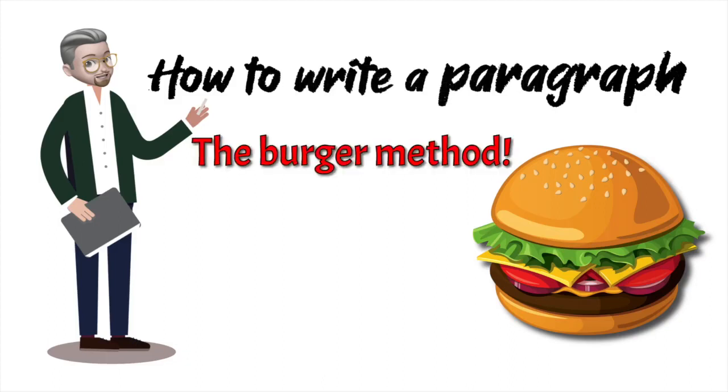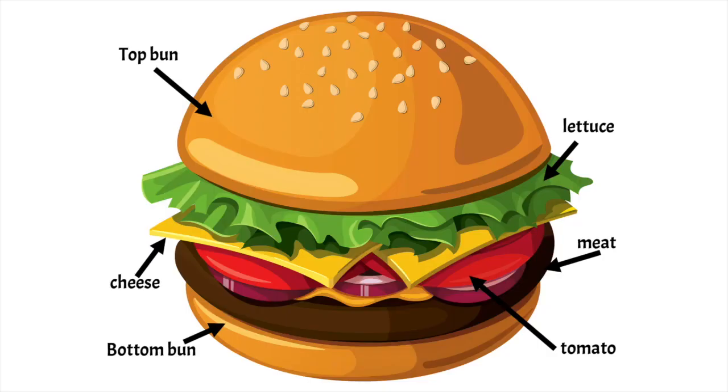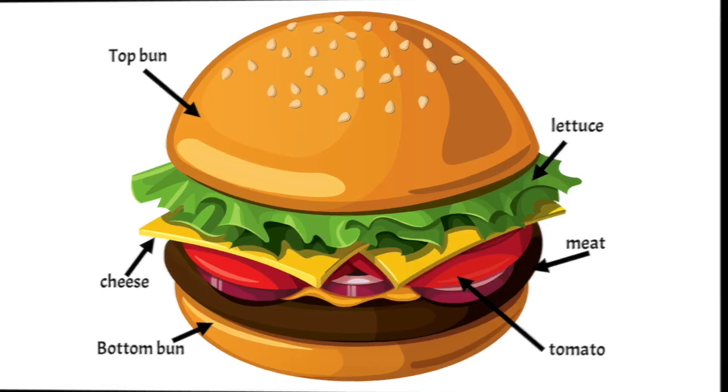On today's lesson, we're going to learn how to write a paragraph. Yes, that's right, the burger method, with a topic sentence, detailed sentences, and a conclusion sentence. So let's get started. Well, here we have a burger. Yes, that's right. We have a top bun. We have the lettuce. We have cheese, tomato, meat, and then the bottom bun.